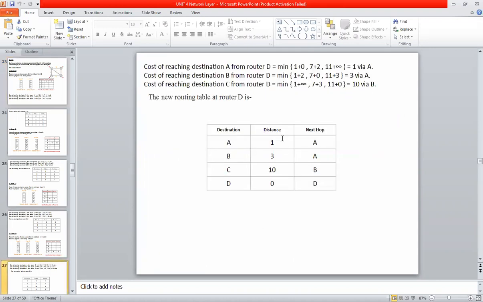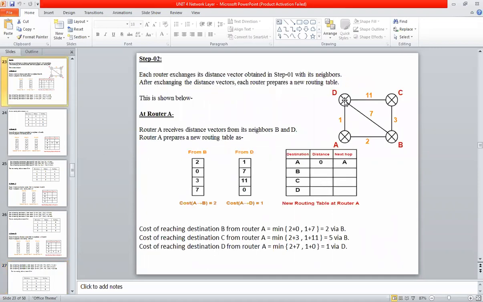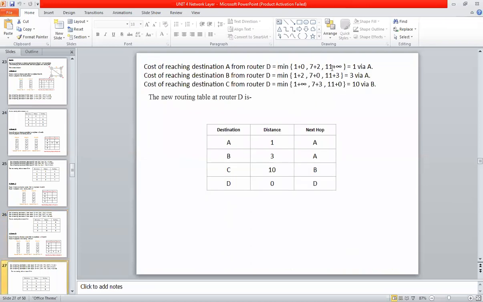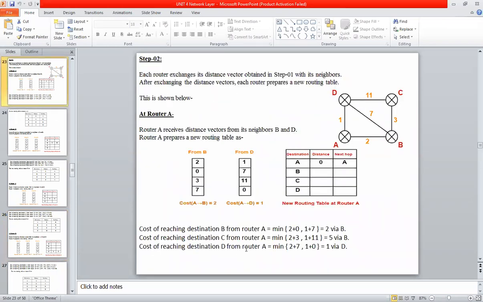See here. 1 plus 0, 7 plus 2. D to A, 1 plus 0. D to B, that is 7, B to A, that is 2. Okay. One more link you have written here, 11 plus 0, infinity. 11 plus means what? You can take this route, but it takes the longest route. There is no direct connection. That is D to C.